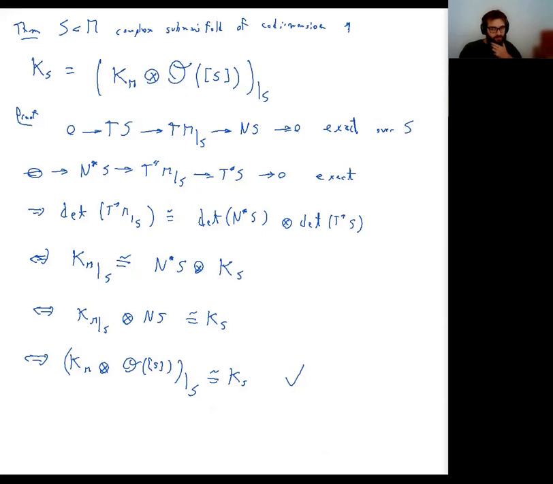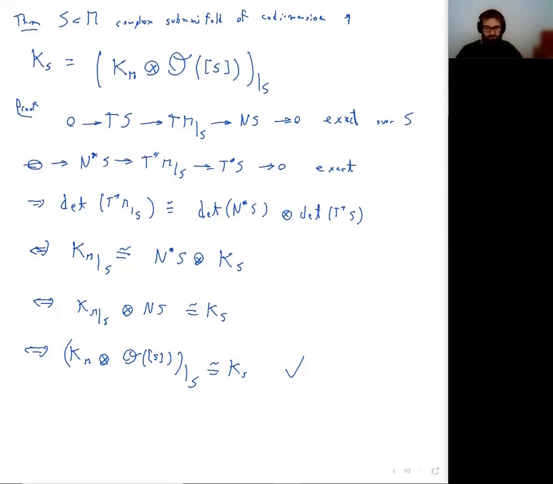And then next time we will also describe the Picard group of the complex projective space, so all possible line bundles on it, which is a very big and important list.